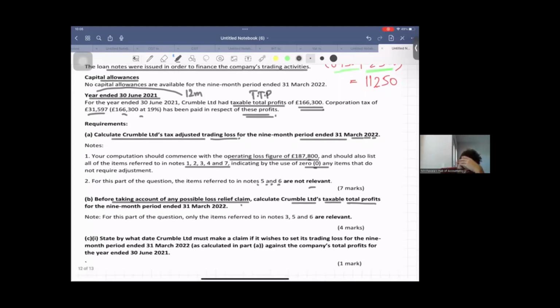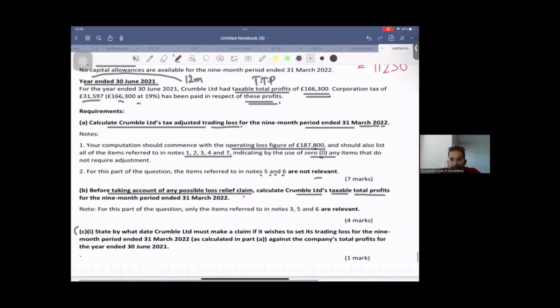Now, next thing, state by which date. I'm discussing requirement here because I'm going to change the screen for Excel work. State by which date Crumble Limited must make a claim if it wishes to set its trading loss for the 9-month period ended 31st March 2022 as calculated in Part A against the company's total profit for the year ended 30th June 21. Now tell me.